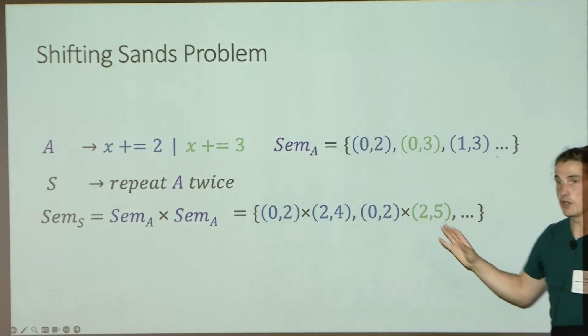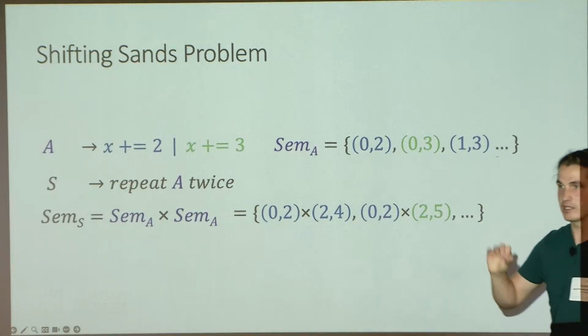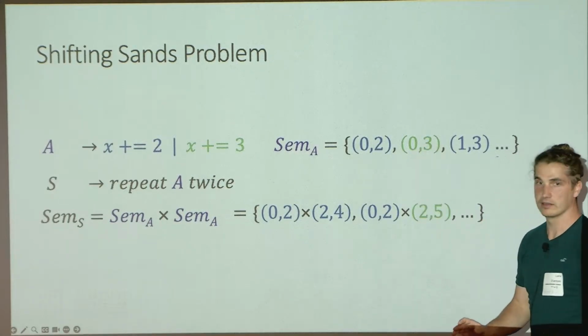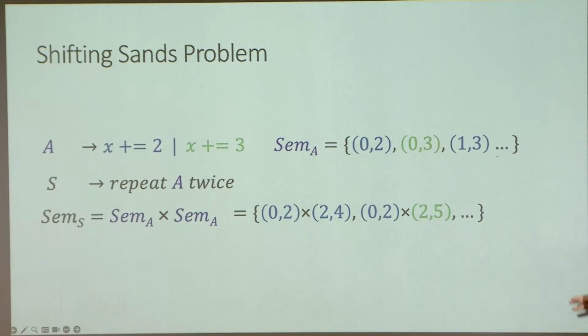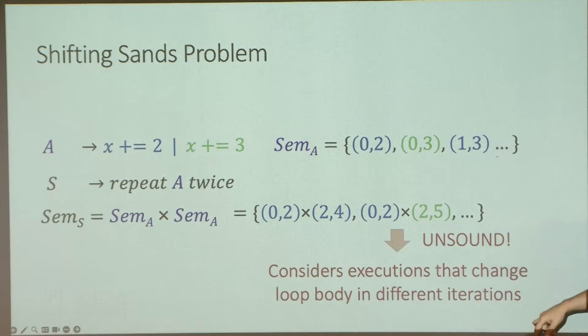And so we call this the shifting sense problem, where basically all verification fails if you don't do things correctly. So how do you track that the body of a loop, or in other cases something else, doesn't change across iterations?